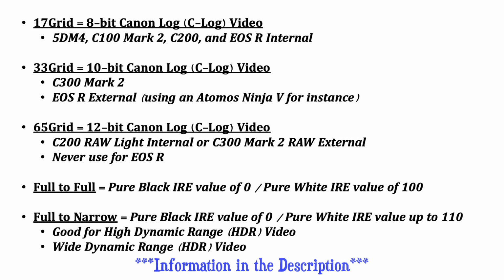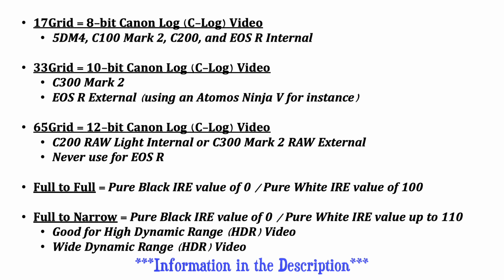In addition, you'll see full to full and full to narrow. The full to full LUT goes from pure black, 0, to pure white, 100, and full to narrow goes from pure black, 0, to the super whites, up to 110 IRE, so from 0 to 110 IRE. I hardly ever use the full to narrow because it has a tendency to blow out your highlights, but it can recover highlights that are above 100 IRE.